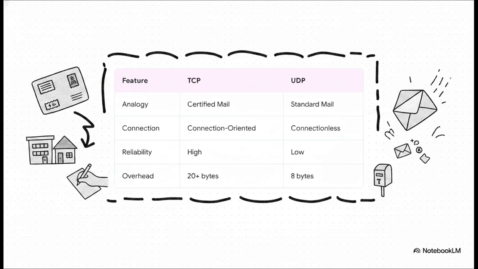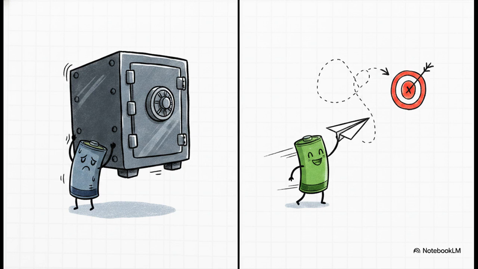But because of all that checking, it's pretty heavy, carrying a minimum of 20 bytes of overhead per packet. UDP, on the flip side, is just standard mail. You drop your letter in the blue box and just kind of hope it gets there. There are absolutely no guarantees, but man, it is fast. Plus, it's incredibly lightweight. We're talking just 8 bytes of overhead. But this creates a massive dilemma for us.